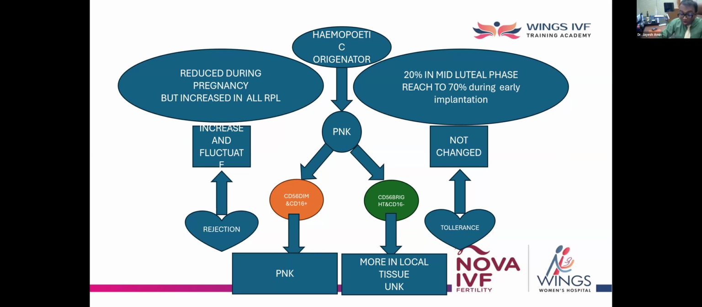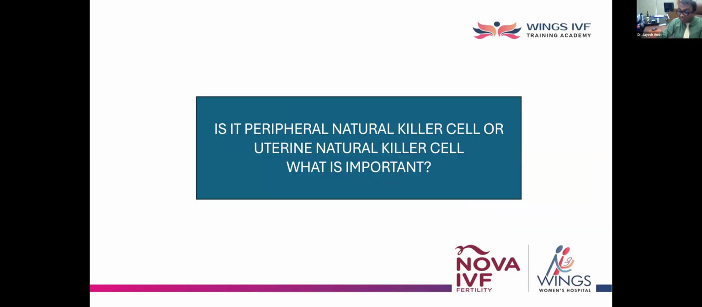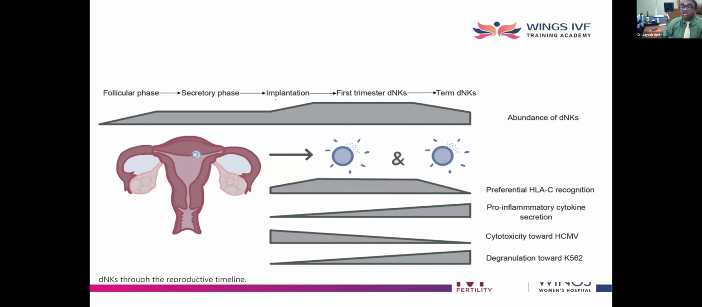So we need to understand what is exactly going on. Is it peripheral natural killer cells or uterine natural killer cells? In the initial part of infertility work-up, would measuring that give you any idea that it is higher, so your implantation rate is affected, or that we can reduce the natural killer cell activity and increase your implantation or not? Naturally, when we have an implantation, the natural killer cells increase during the secretory phase and during implantation, and they reduce when there is a delivery or termination of the pregnancy, at term.